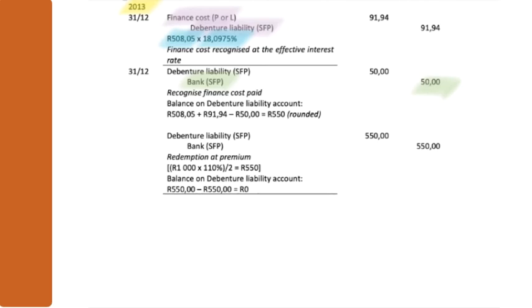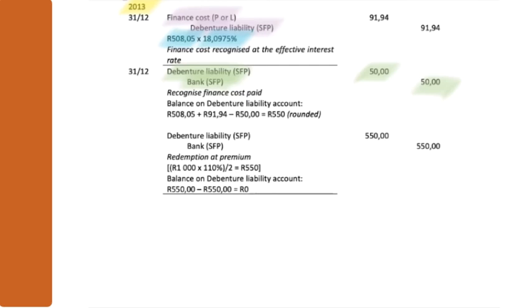Just remember, half of the debenture had already matured, was already repaid. That part won't accrue interest. The issuer won't be paying interest on a part that was already repaid to the investor. It's on the outstanding balance that we pay interest. So credit bank with the interest, debit the liability because we reduce it with the payment.